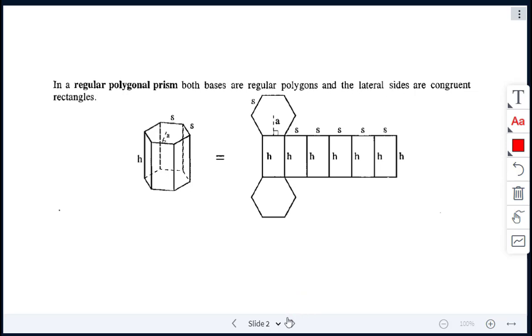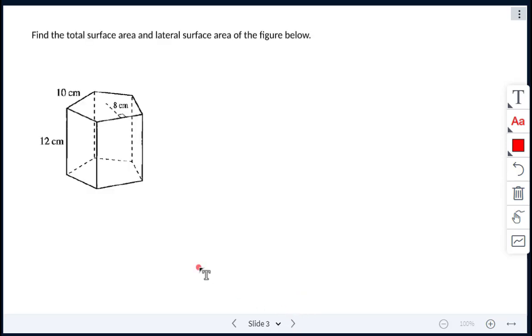So let's go ahead and take a look at this example here. Here we are looking for the total surface area. Then we are also going to be looking at the lateral surface area. Since the top and bottom are polygons, in this case it's 1, 2, 3, 4, 5. This is a 5-sided polygon, therefore a pentagon.